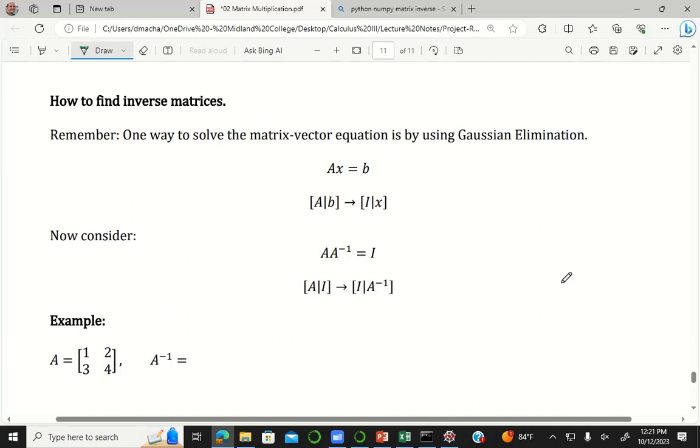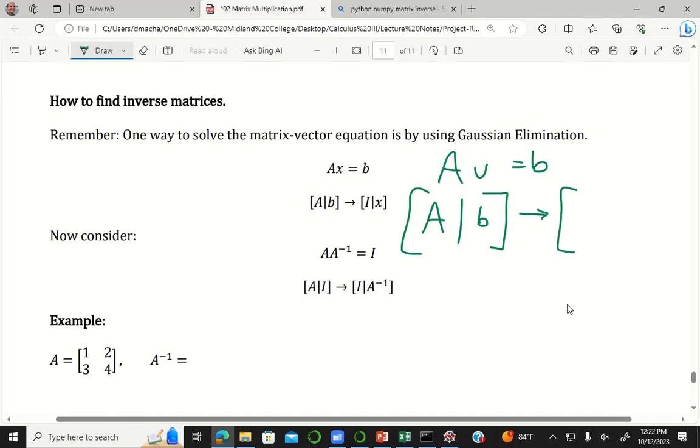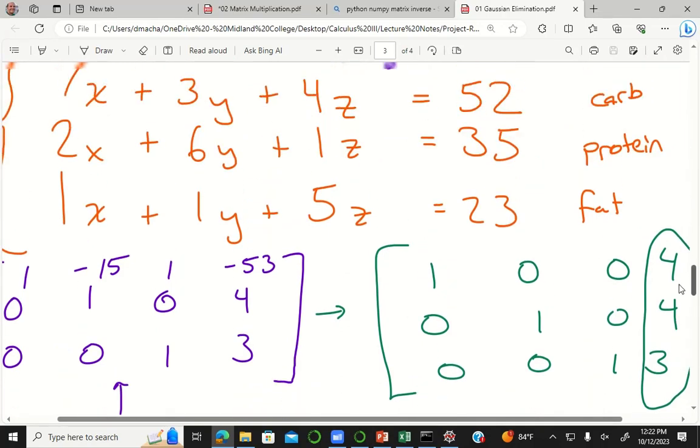One way to, and this is just a reminder, but if you wanted to solve the matrix vector equation AV equals B, we did Gaussian elimination on the augmented matrix, and so sometimes we write the augmented matrix as this, A augmented with B. And after doing Gaussian elimination, what we ended up with was the identity matrix augmented with your solution vector. I'll show you what I mean in case. I know this is a lot of information, so it's easy to forget.